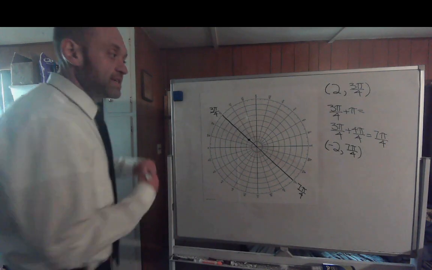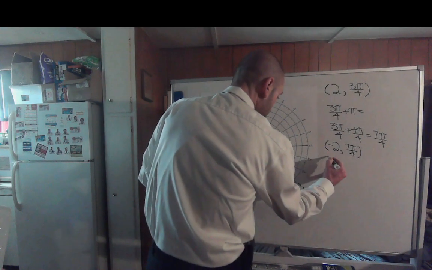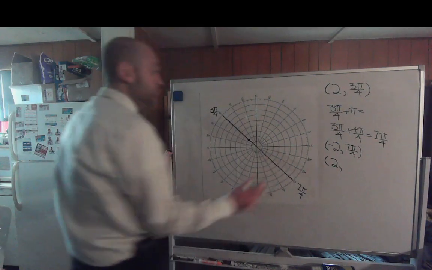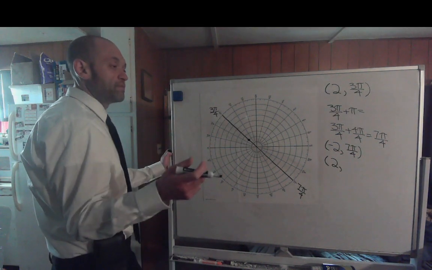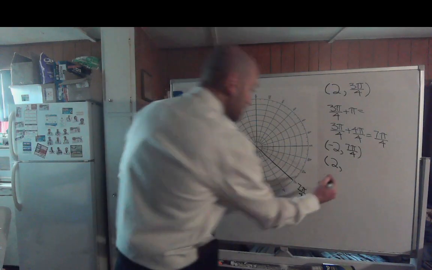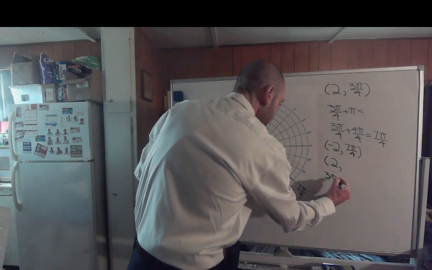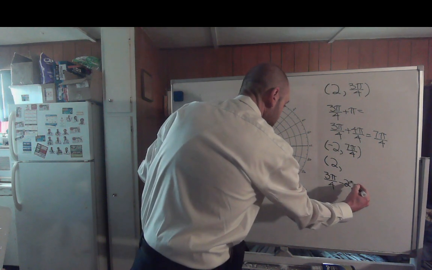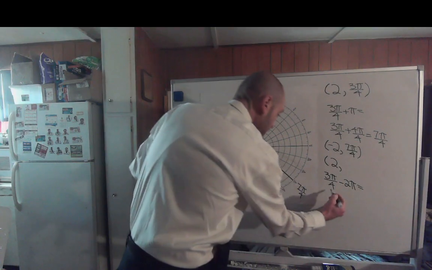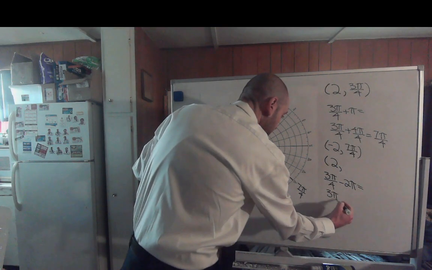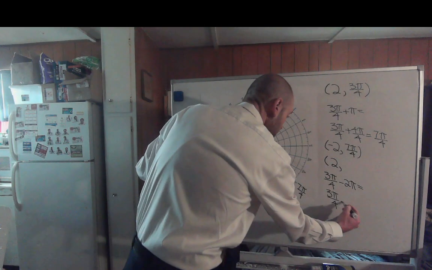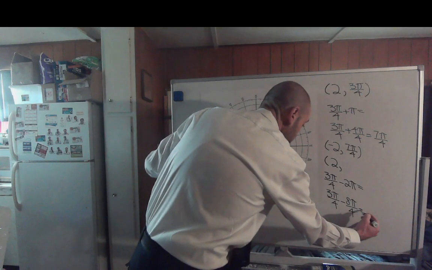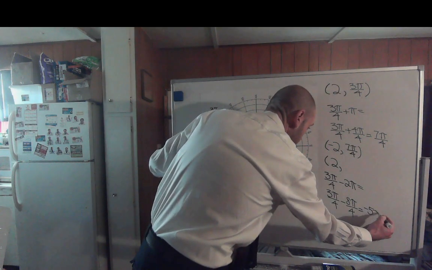Now let's say this time I want to keep my r positive. So we'll keep a positive 2, but I want to find a negative theta equivalent. So if I take 3 pi over 4, and then I subtract 2 pi to find my negative angle equivalent, that's going to be 3 pi over 4 minus 8 pi over 4, which would give me negative 5 pi over 4.